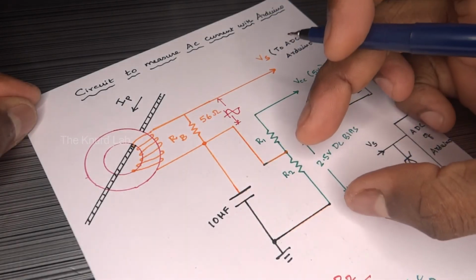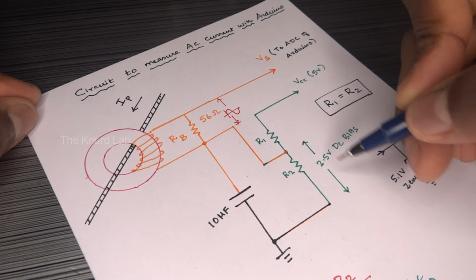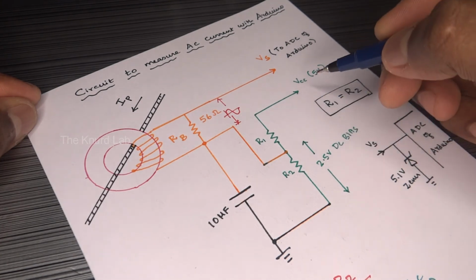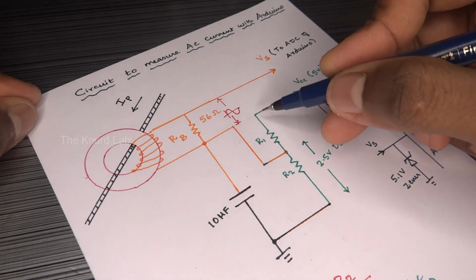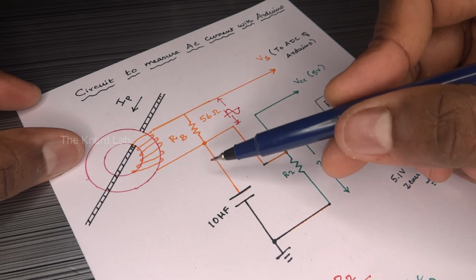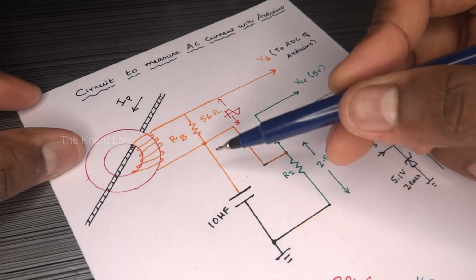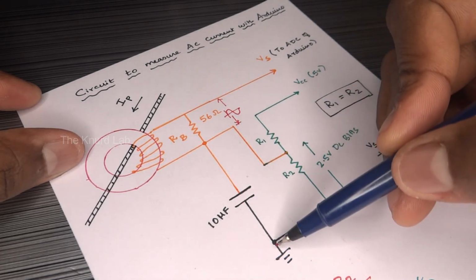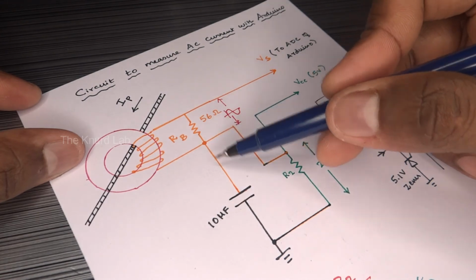The resistors R1 and R2 form the potential divider which provides a bias voltage of 2.5 volt DC to the voltage across the burden resistor. To create a bias voltage of 2.5 volt, it is necessary that R1 is equal to R2 in the resistor divider. The 10 microfarad electrolytic capacitor connected across the DC bias helps to keep a smooth DC bias and also filter any noise from the measured signal.